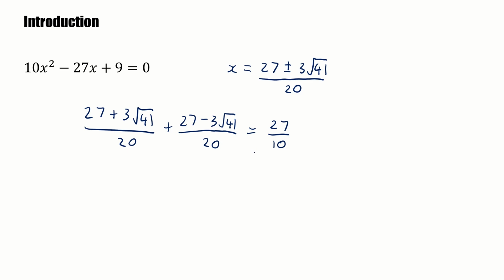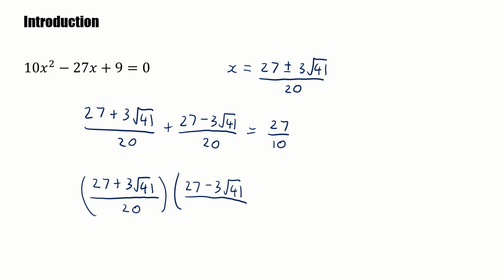And similarly, it's not just the sum of the roots that ends up being nice for this quadratic. The product of the roots surprisingly also ends up being really nice too, because if you do 27 plus 3 root 41 all divided by 20 times 27 minus 3 root 41 all divided by 20, then that interestingly just becomes 9/10, which is also really quite a nice number, relatively speaking.